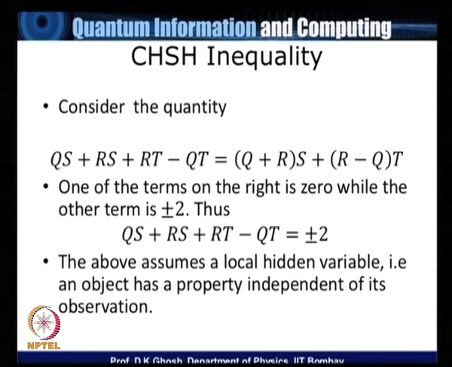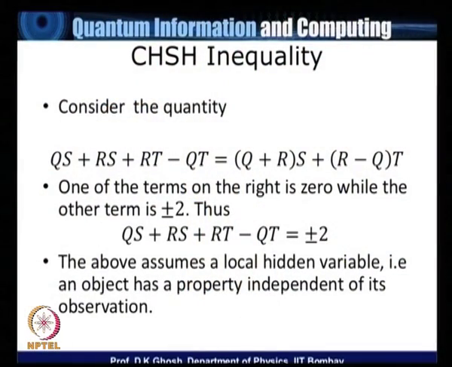But suppose Q and R are different. Suppose Q is plus 1, R is minus 1, then the first term is 0, but the second term is minus 2T. And likewise for Q equal to minus 1 and R equal to plus 1. So, one of those terms on the right hand side, either Q plus R or R minus Q, is 0. And when one term is 0, the other term can have either a value plus 2 or minus 2. Therefore, the quantity on the left hand side, QS plus RS plus RT minus QT, for a set of 4 observations takes the value either plus 2 or minus 2.